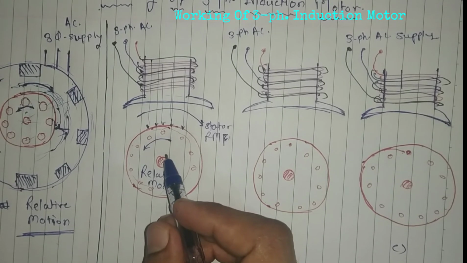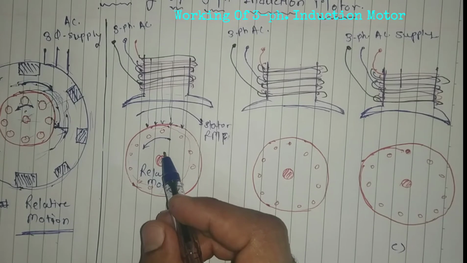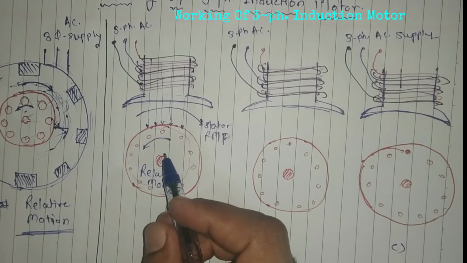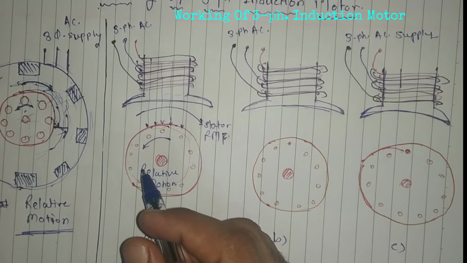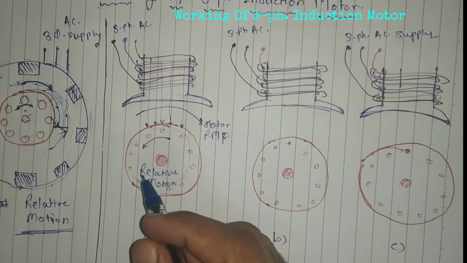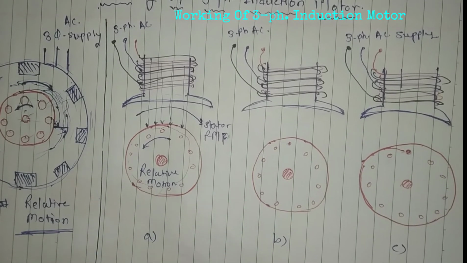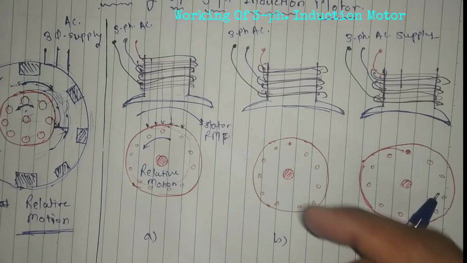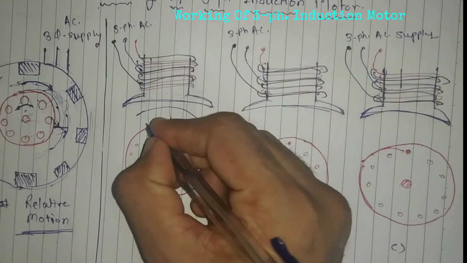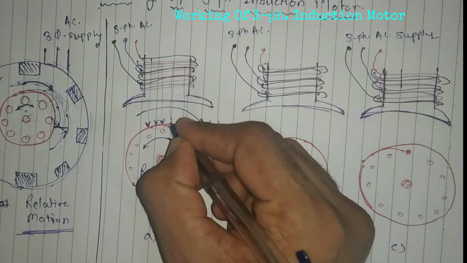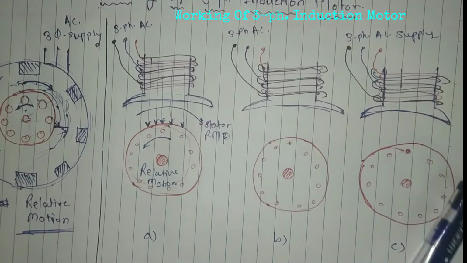Whenever the conductor cuts the magnetic flux, it will induce an EMF, right? Now with the help of Fleming's right hand rule, we will get the direction of the EMF. How is it exactly? See, now your magnetic field is coming down like this.